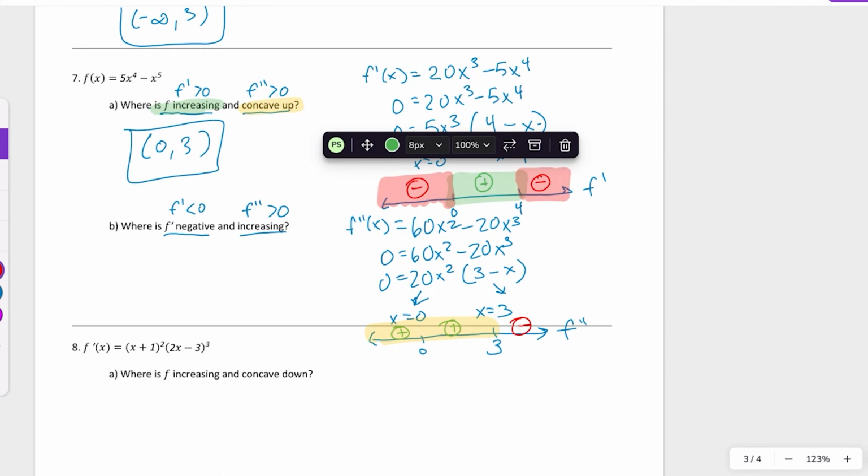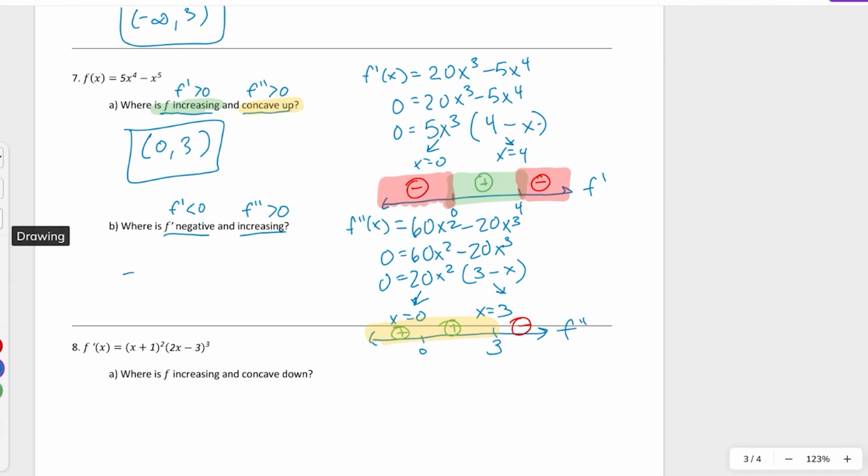And f double prime is positive where I've got the yellow highlight already. It's the same location as it was before. So, above 4, even though f prime is negative, I'm not going to want that interval. I just want the interval between -infinity and 0. So in order for the interval to be the answer to either one of these questions, A or B, you've got to satisfy both the requirements for f prime and f double prime.